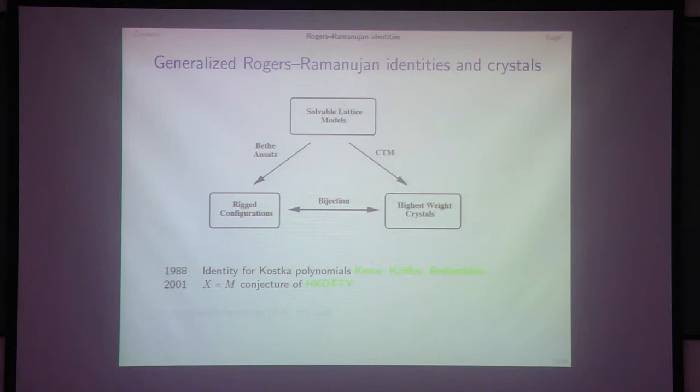And actually, in 2001, there was this conjecture, the X equals M conjecture, by Hatayama, Kuniba, Okado, Takagi, Tsuboi, and Yamada, I think, so a Japanese group in Kyoto. People often say the Kyoto group. So from the lattice models, they got a vast set of generalizations, and we are still trying to prove them. They are proved in certain cases, and Travis is working on rigged configurations, for example. Okay, but this goes back now to the beginning of my talk, where I talked about these crystals.